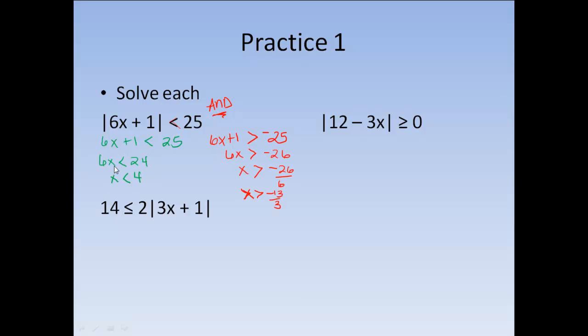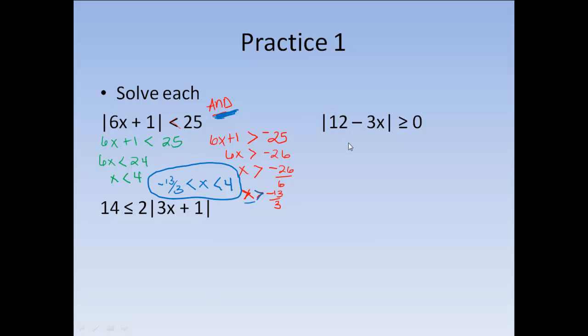Once I get each side solved, I need to put them together in an and format. So I need to start with my smallest one. So I have negative 13 thirds. And it's pointing at the 13 thirds, so I need to point at the 13 thirds. Then I have my x. Now I jump to the rest of this and I'm going to tack on the 4. So my answer would be x is less than 4 and greater than negative 13 thirds.